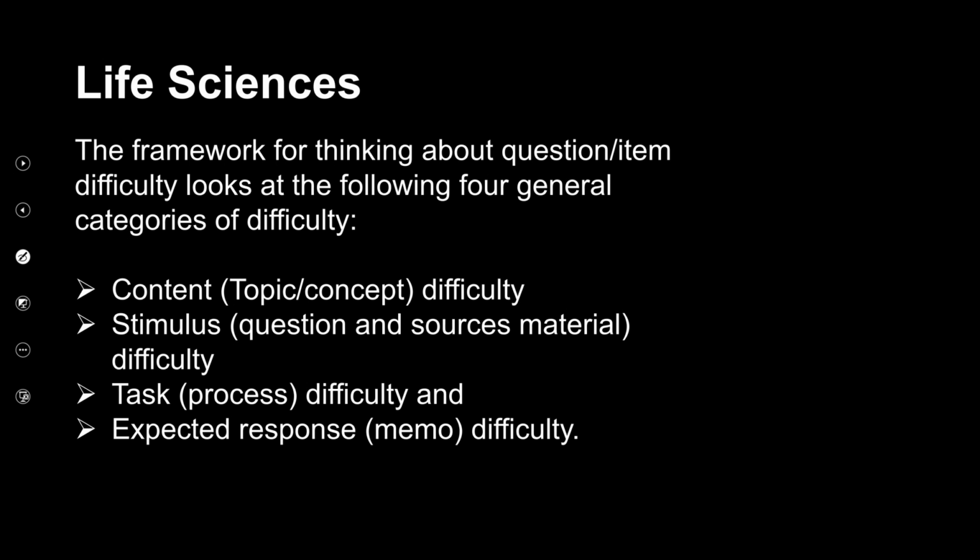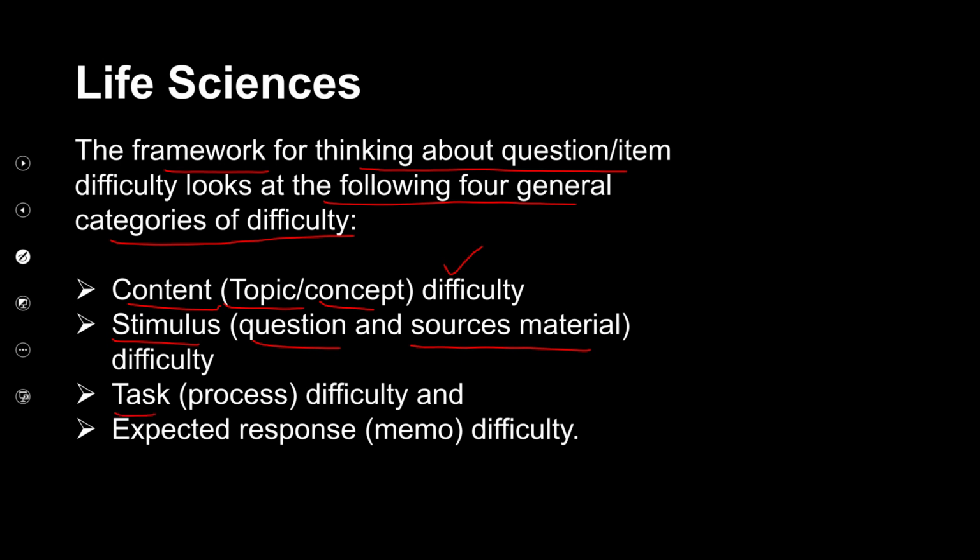The next part of the discussion is that the framework for thinking about questions or items of difficulty looks at the following 4 general categories of difficulty. When the examiner is setting this exam, they look for these levels of difficulty. First, there must be content knowledge, so a specific topic or concept, and the difficulty level is considered. We also know that there are questions based on stimulus, such as questions or source-based materials that provide a stimulus to a specific concept or content.